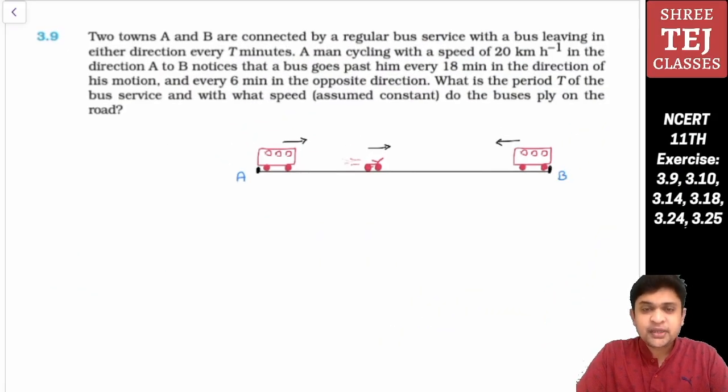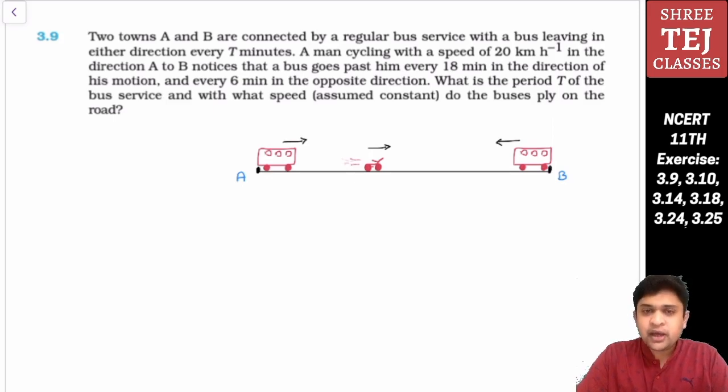Hello everyone. Welcome back to our series where we are covering NCERT problems. Here we will cover question number 3.9, 3.10, 3.14, 3.18, 3.24 and 3.25 from 11th standard physics book. So let us begin. Question number 3.9.